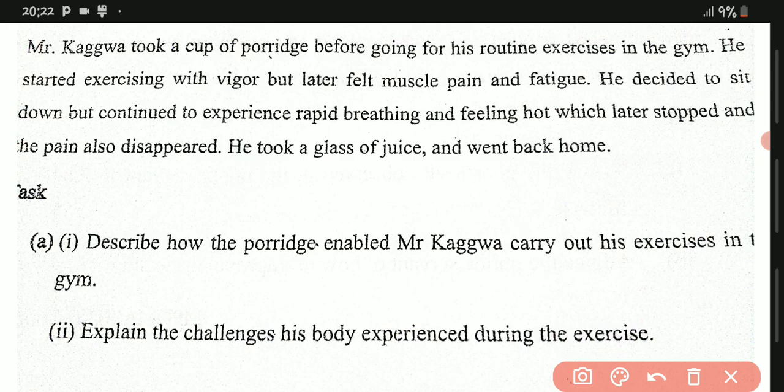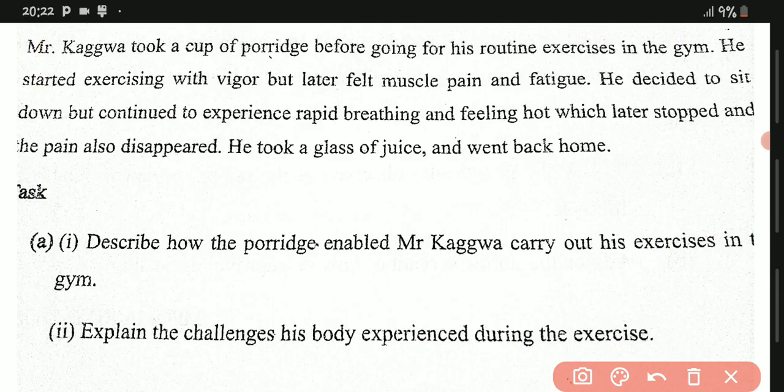So we are saying Mr. Kagwa took a cup of porridge before going for his routine exercises in the gym. He started exercising with vigor, but later felt muscle pain and fatigue. So he decided to sit down but continued to experience rapid breathing and feeling hot, which later stopped and the pain also disappeared. So he took a glass of juice and went back home.